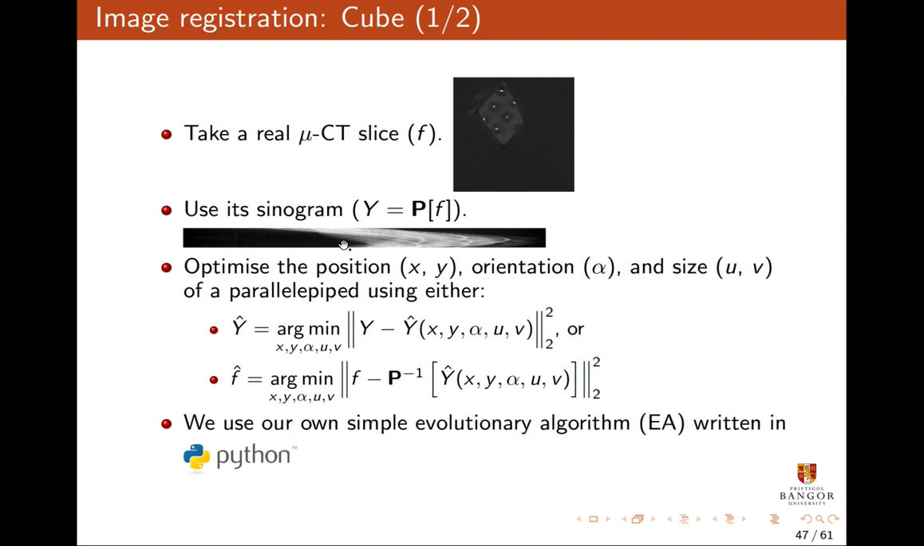So I took some projections from the acquisition, and then I'm going to simulate a square and deform it, move it around so that the projection of that cube matches these projections, or the reconstructed data match this CT image. And I've written a very simple evolutionary algorithm, like a genetic algorithm, in Python, without anything complex, just to show a case study.